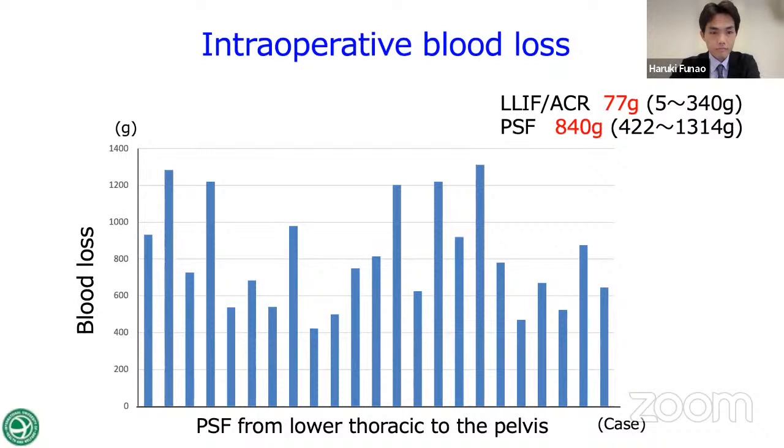Mean blood loss was 77 grams in lateral access surgery and 840 grams in posterior spinal fusion. I think lateral access surgery was effective to reduce blood loss, and the CT navigation enabled us to insert pedicular screws more confidently and accurately without the need for replacement of the screws.